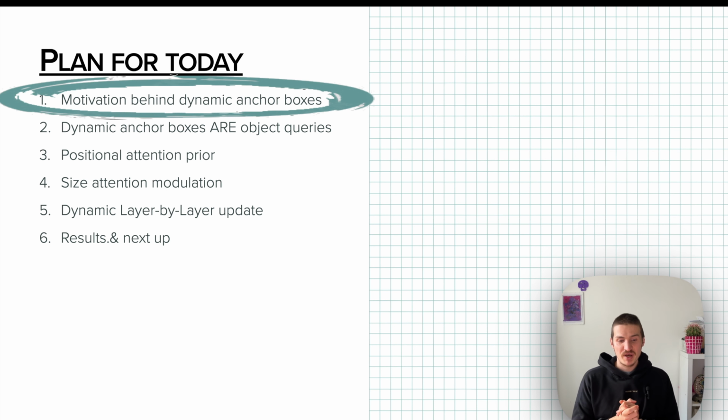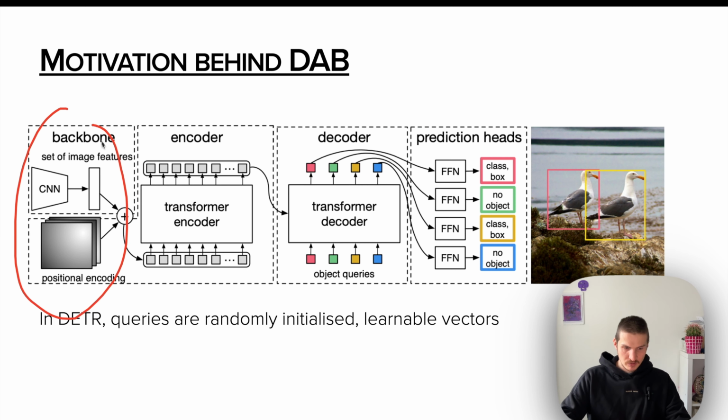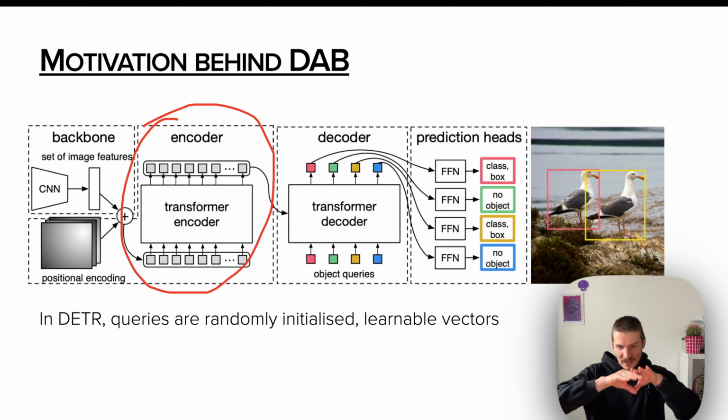So let's start with the motivation behind dynamic anchor boxes. This is the picture from the original DETR paper. We start with the backbone, which is just a convolutional neural network. We feed in the image, and as an output, we get a downsampled version of the image. So it's more condensed, it has more processed information, and so we want to use that in our detection model. Then we have the transformer encoder, which basically flattens the image out and then computes pairwise interactions like we do in self-attention to create a more refined representation of the image.